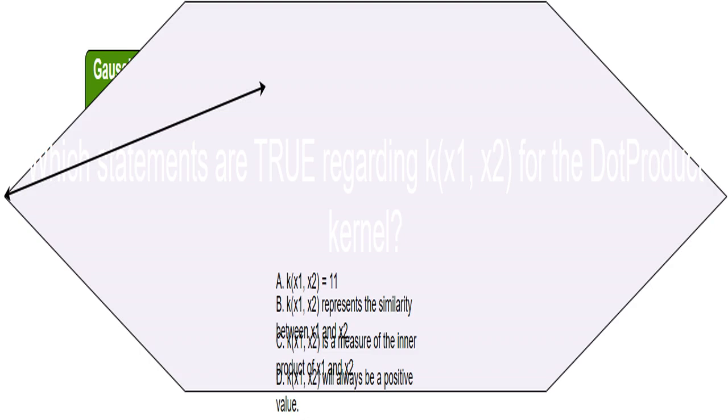This statement says that the result of the dot product shows how similar the two input vectors are. A higher dot product means more similarity. This is true for the dot product kernel. It's a similarity metric. It's a key characteristic of the dot product kernel.